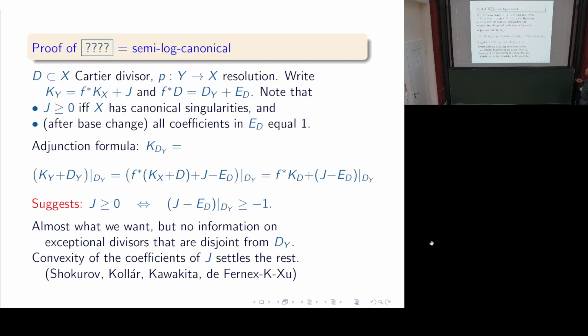And so then J is at least zero if X has canonical singularities. By this, the coefficients are not negative. And there's a base change that's needed, so that we can essentially assume that the coefficients are either zero or one. Now let's just write down the adjunction formula for the canonical class of this D pi. Well, this is what the adjunction formula says. Now I just substitute in what K is, so I have this pullback of the canonical class plus J minus E. You see that this suggests that J is larger or equal to zero precisely when every coefficient here is at least minus one. Now, to go from left to right is of course completely fine, because I'm subtracting.